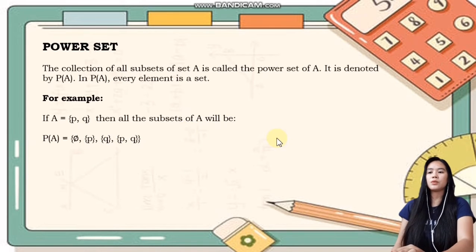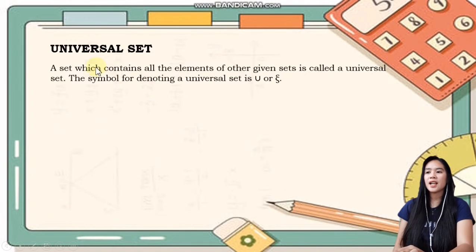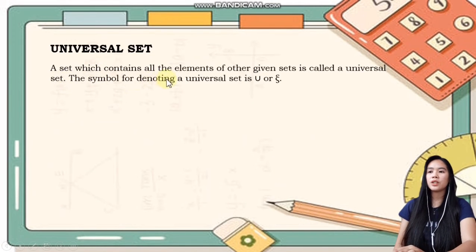So the last type of set is the universal set. A set which contains all the elements of other given set is called a universal set. The symbol for denoting a universal set is like this, mukhang U or parang A. So, ibig sabihin, lahat ng elements ng set ay pinagsama-sama para matawag siyang, kaya tinawag siyang universal set.